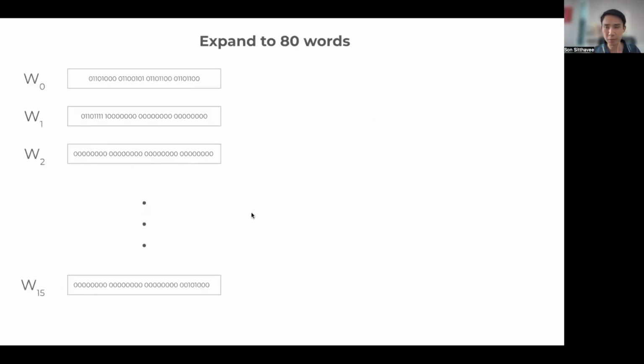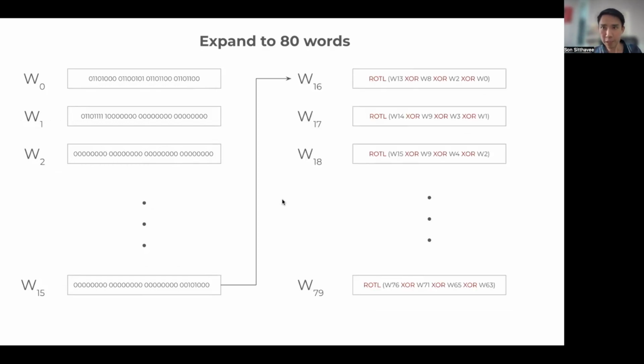And now we want to expand it to 80 words. We don't just want 16 words, we want 80 words. What are we going to do? We're going to expand it with some equations, which are these equations. You can see the pattern here. We're going to do some left rotation and XOR, all the things that we learned in bitwise operations. We're going to use them now.